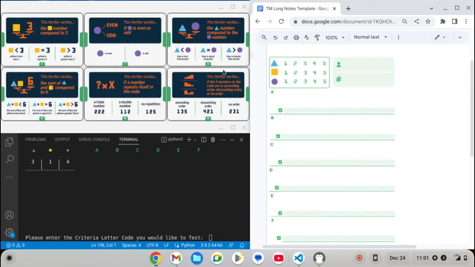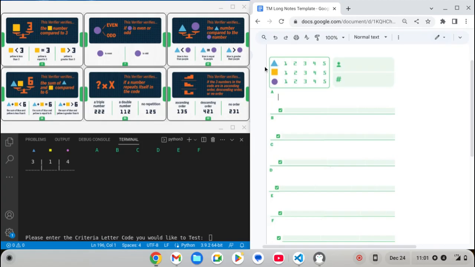Criteria card B will take a look at our last digit, the circle digit, and the Turing Machine will let us know whether it's an even digit or an odd digit. Criteria card C will take a look at our first and last digits, triangle and circle, and compare them. So should the value of triangle be less than circle? Should they be equal? Or should the value of triangle be greater than circle?